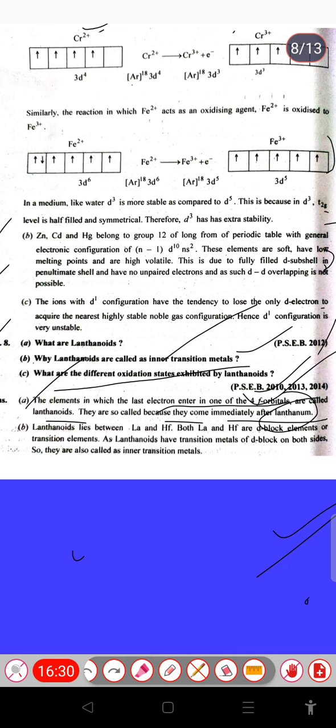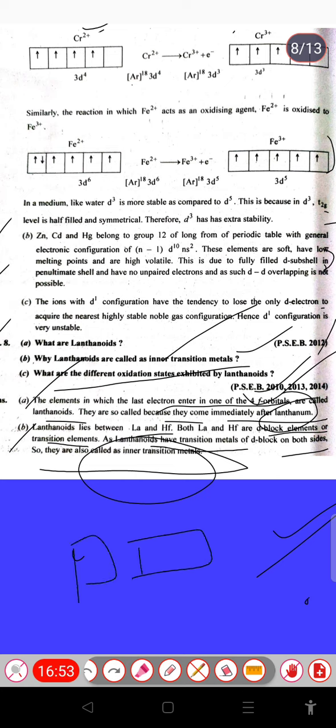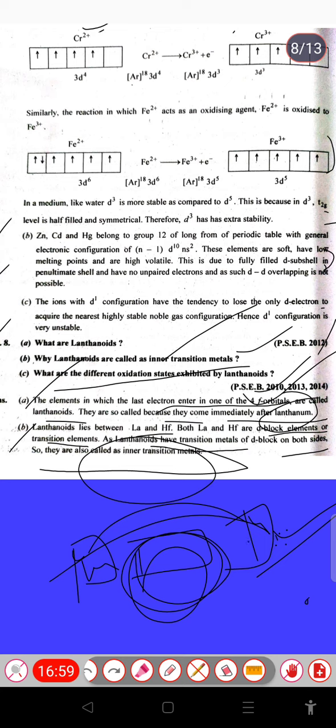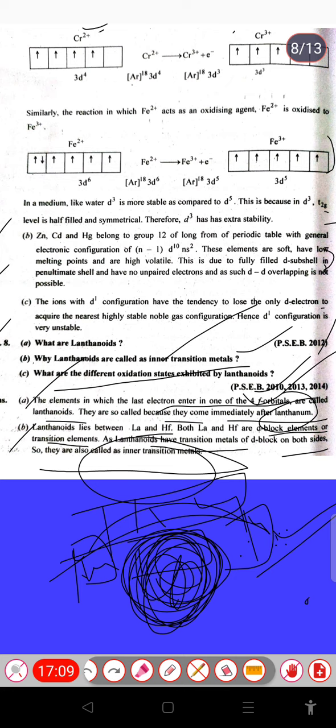You can call them the lanthanides, or the 4f series. Second question: the lanthanides lie between lanthanum and hafnium. Lanthanum and hafnium are d block or transition elements, so as the lanthanides have transition metals of the d block on both sides, these are also called inner transition elements. The lanthanide series is surrounded by lanthanum and hafnium, both d block elements, and the f block elements or lanthanide elements lie between them. That's why these are also called inner transition elements, as they lie below the d block elements. The f block elements lie below the d block series, so they are also called the inner transition elements.